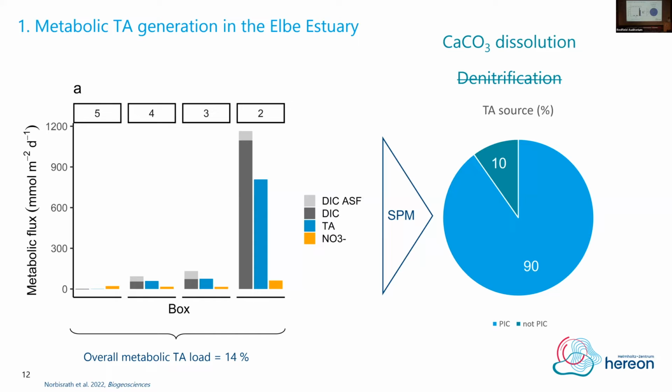However, with this coupling of carbon and nitrogen, we were not able to clearly attribute denitrification as the source for the remaining 10%, since the nitrogen cycle has too many processes that influence this, such as nitrification. But we can clearly say that the main part of the alkalinity in the Elbe estuary comes from calcium carbonate dissolution.